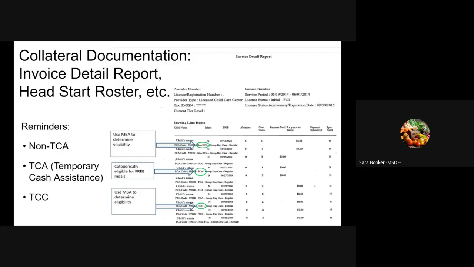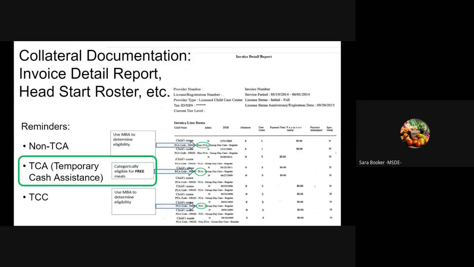Okay, so that's something that you'd want to note on your master eligibility record because that's a change in category and now you're using this updated date and this is your documentation that they've qualified for free meals. Okay, so this type of information, this invoice detail report, trumps any existing meal benefit application. Okay, so that code of TCA is what we're really looking for there. And also for those centers that participate in Head Start, your Head Start roster would be automatic qualification for free meals as well.